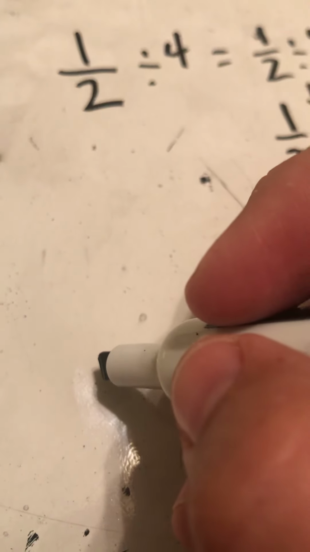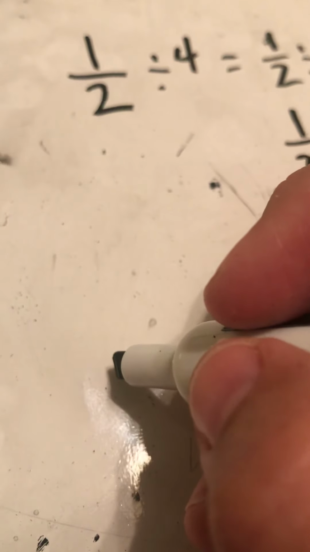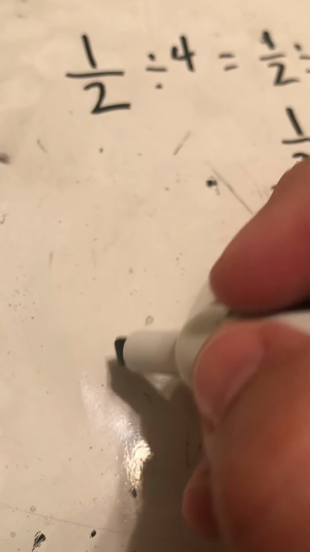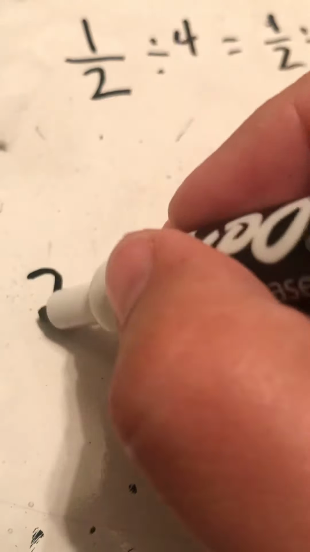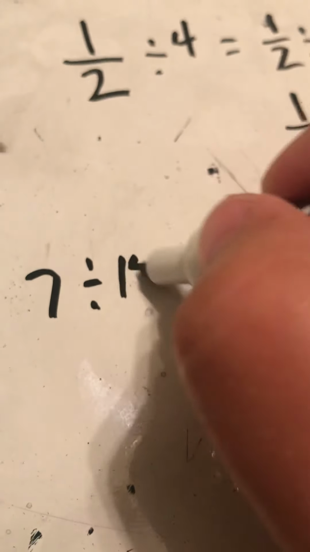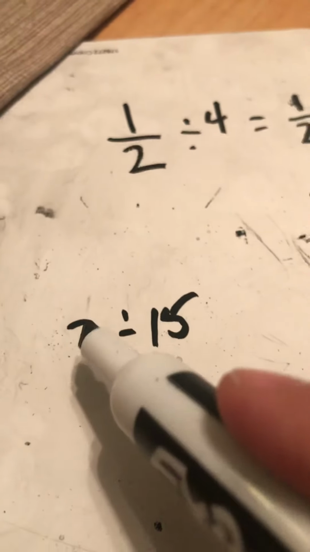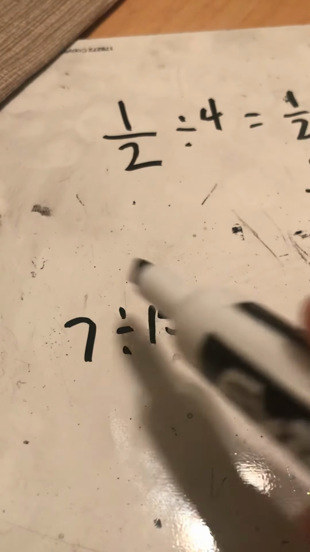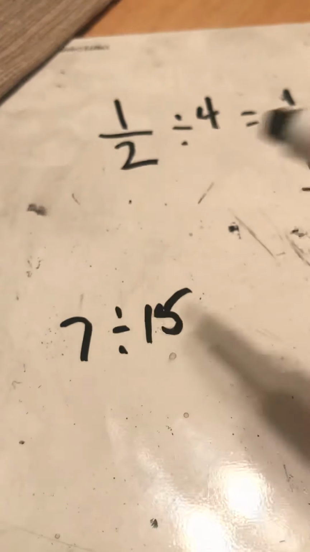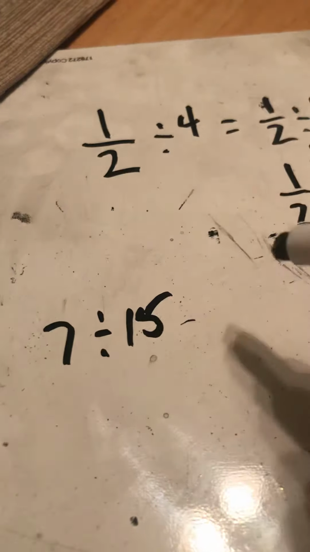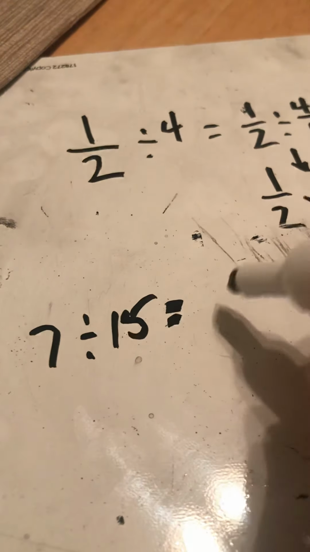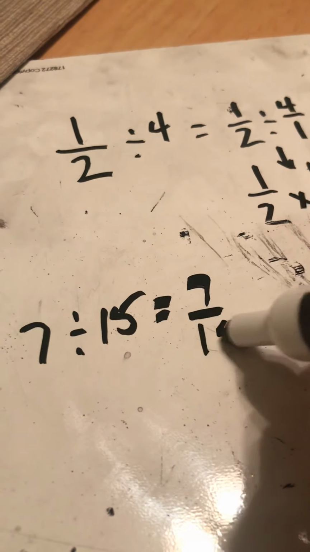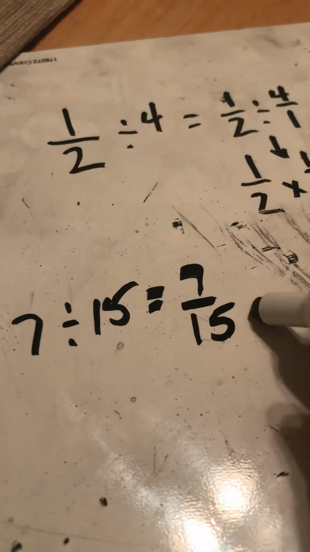15 students equally share 7 pizzas. How much pizza does each student get? So we have 7 pizzas divided by the 15 students. And because we have more students than pizzas, of course, each person's not going to get a whole pizza. They're going to get part of a pizza. So in this case, they're going to get 7/15 of a pizza.